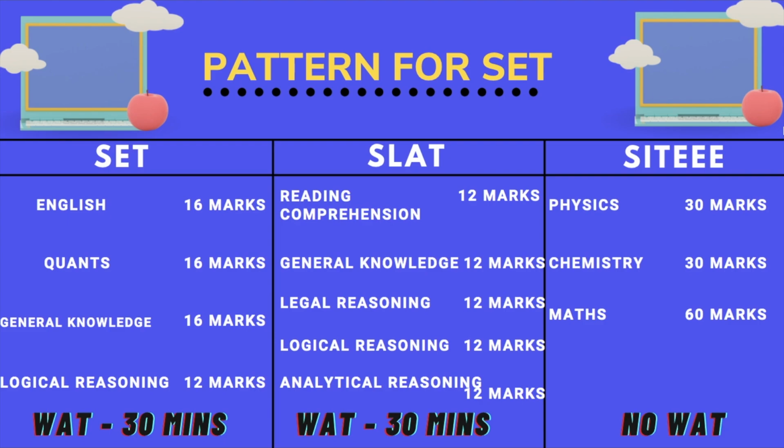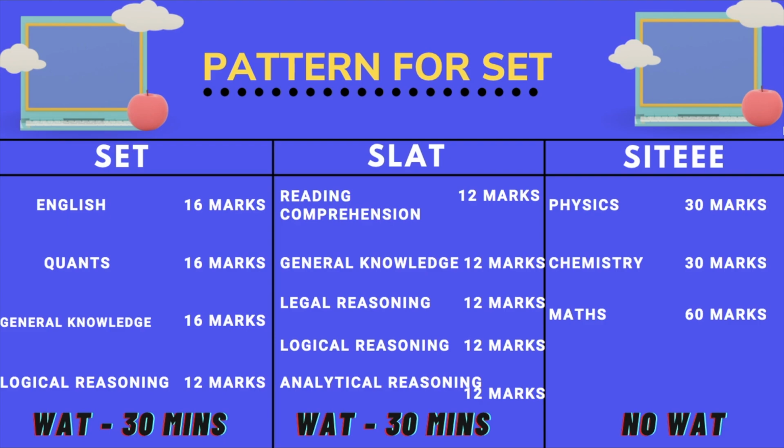For SLAT, which is for law, you have reading comprehension of 12 marks, which means 12 questions, GK of 12 marks, legal reasoning of 12 marks, logical reasoning of 12 marks, and analytical reasoning of 12 marks. This again makes it to a total of 60 and 60 minutes. That means 1 minute per question, and they also have a written ability test for 30 minutes.